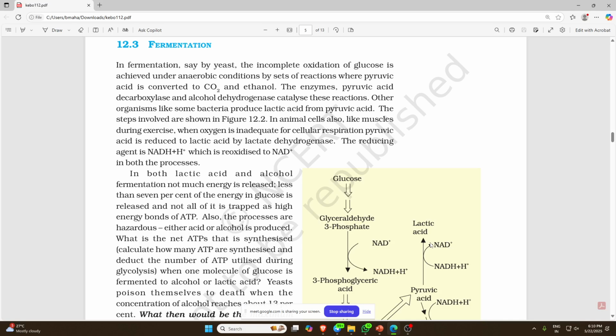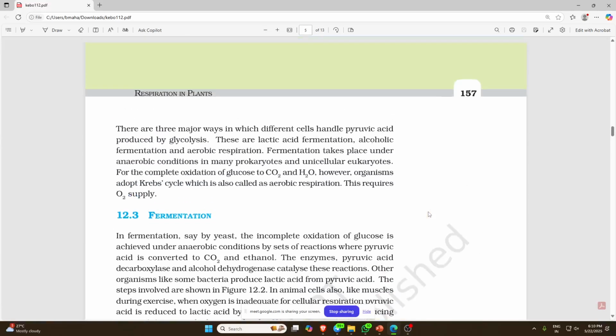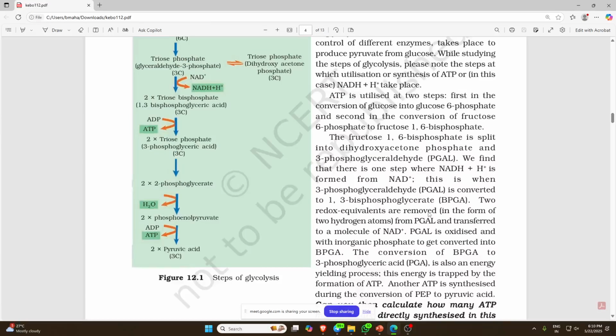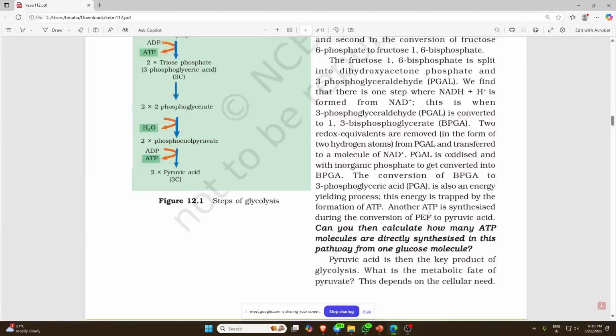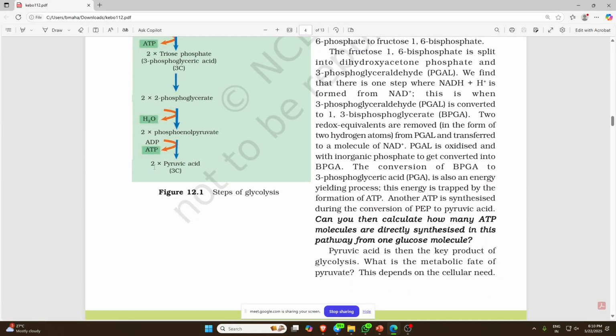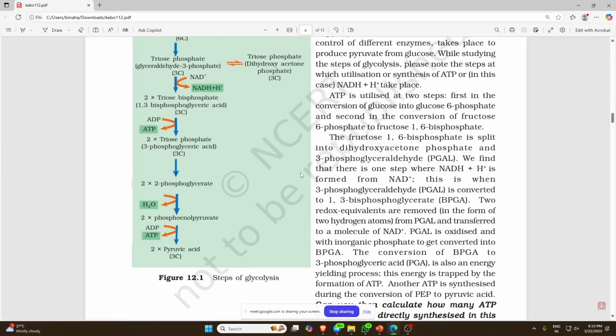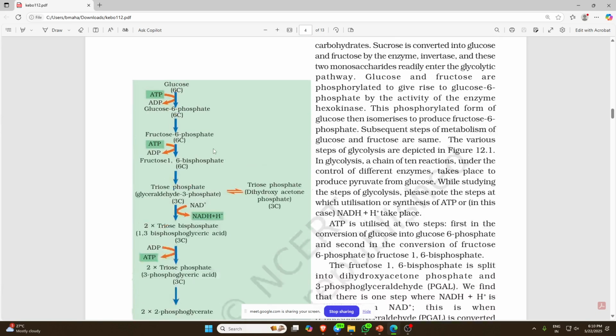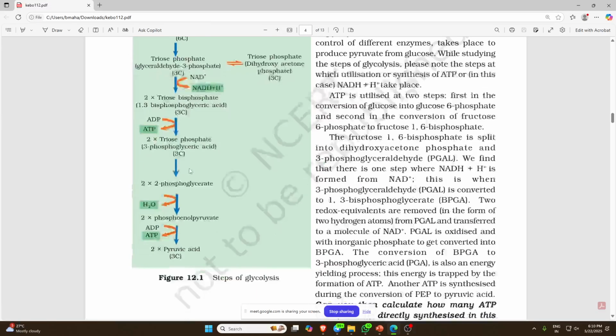So in the last class we studied how glucose is converted to pyruvic acid. Yes or no? So can you tell me what is the net gain of ATP over here? Two ATP.